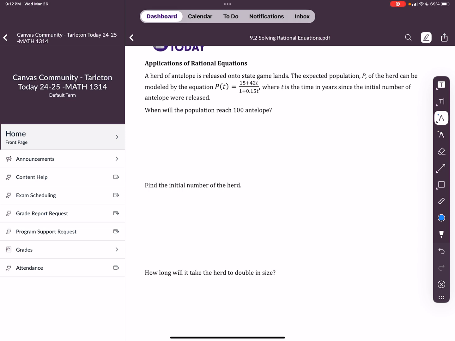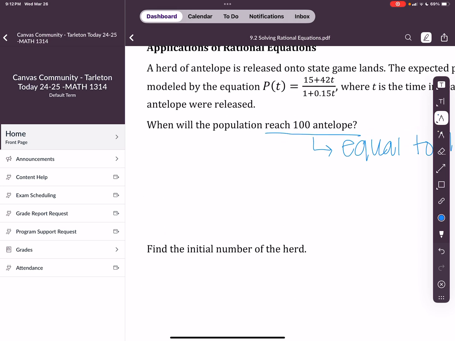All right, so on this real application, we have a herd of antelopes that were released onto state game lands. And it says that the expected population of the herd is modeled by this equation, where T is the time in years since the antelope were released, right? So it says, when will the population reach 100 antelopes? So that's when it is going to be equal to 100. So I'm going to use this equation they gave us, and I'm going to put it equal to 100. So I'm going to say, 100 equals 15 plus 42t over 1 plus 0.15t.